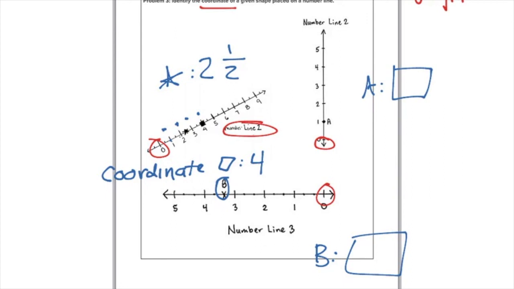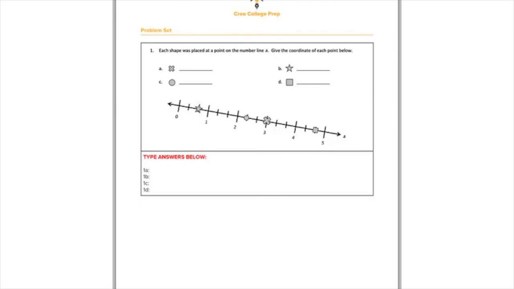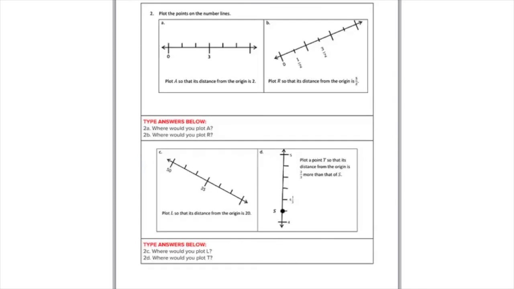Once you have finished that, you are ready to move into the problem set. When you get to the problem set, you are saying what the coordinate is for each shape at the point on the number line. You can type it in below, or you can write it in if it is on your piece of paper. Moving right along, you're going to need your paper for this one.